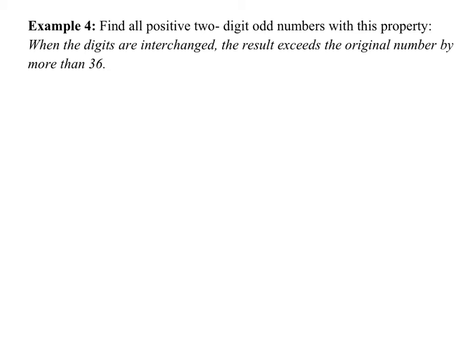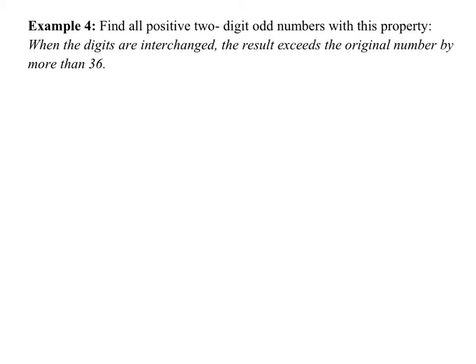This one's a little bit tricky. I want to give you a minute to think about it first, and then we'll go over it. But let's read it together. Find all positive 2-digit odd numbers with the following property. When the digits are interchanged, the result exceeds the original number by more than 36. The result exceeds the original by more than 36.